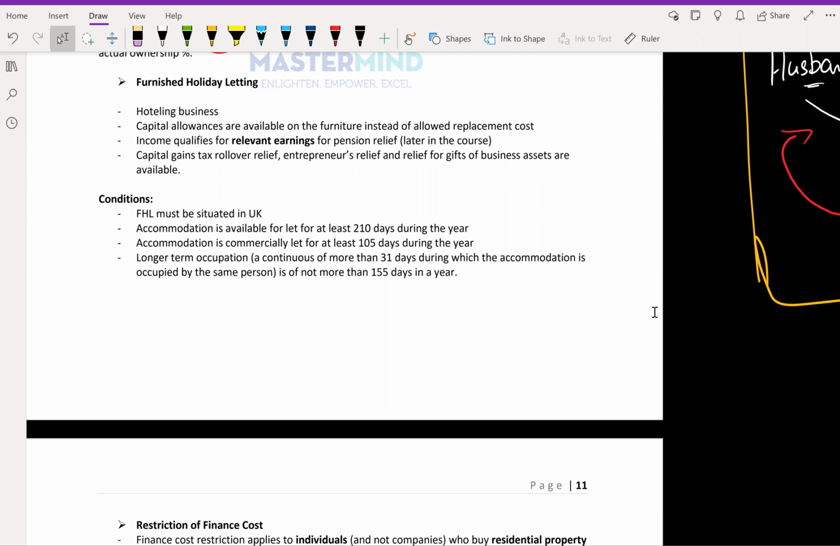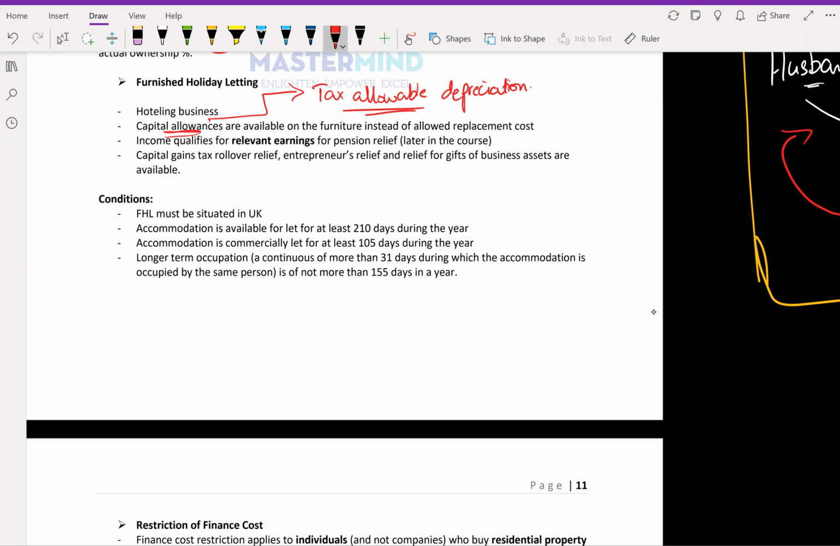There are different reliefs if your property qualifies for FHL. Over here, it says capital allowances are available. If you've studied F9, financial management, you would know what capital allowance is. It's basically tax allowable depreciation. Does the tax department have its own depreciation method? Yes. Does the tax department allow accounting depreciation? No.